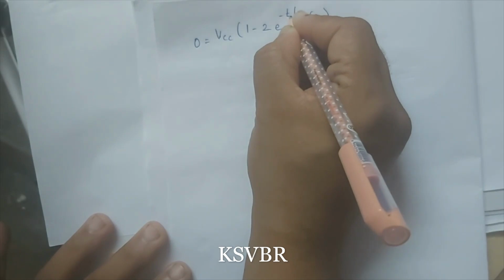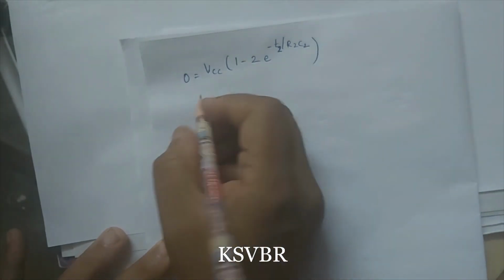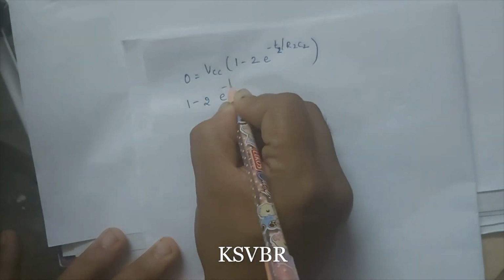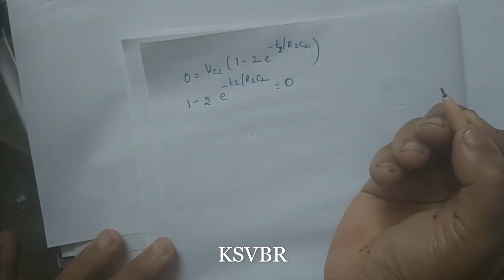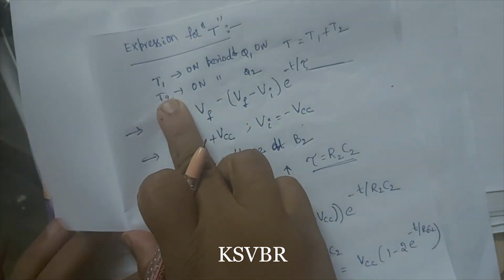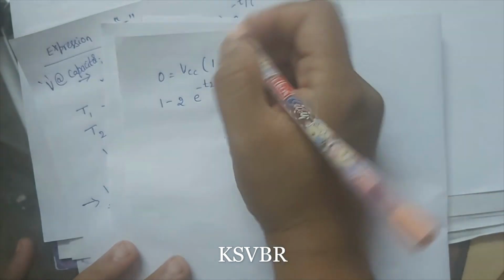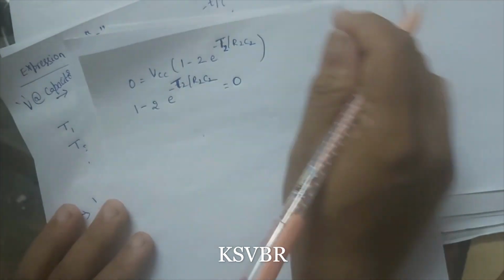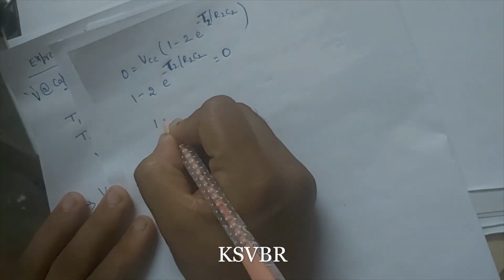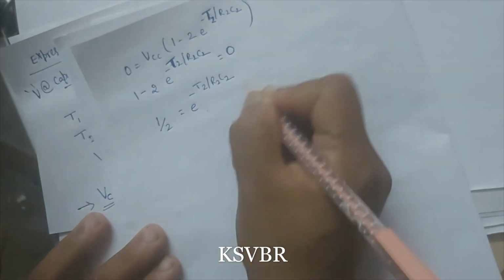This t is nothing but T2, since here we are finding T2. So 1 minus 2 e power minus T2 by R2 C2 is equal to 0. What we have taken here is small t1, capital T1 and capital T2. So the time period will also be capital T2. One by 2 is equal to e power minus T2 by R2 C2.